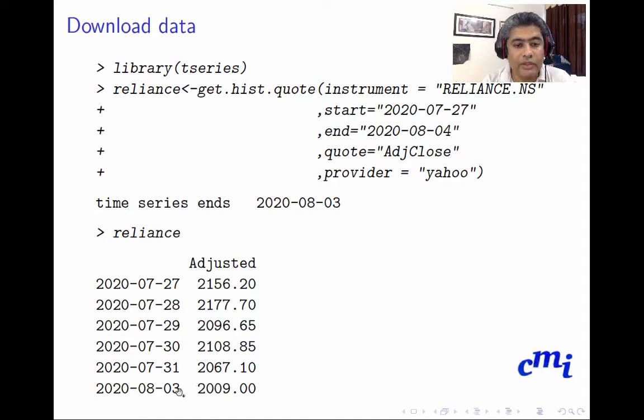As of 3rd August 2020, the price of Reliance Industries is 2009, but on 27th of July it was 2156 rupees 20 paisa. That was the adjusted close price, but within a day it can vary reasonably, and certain fluctuations can happen.